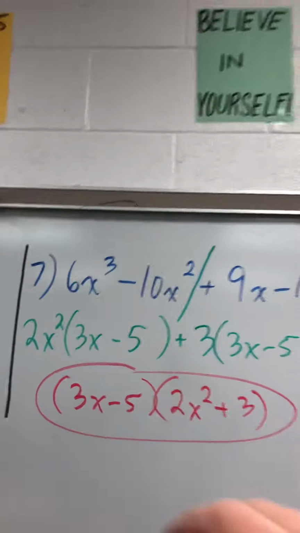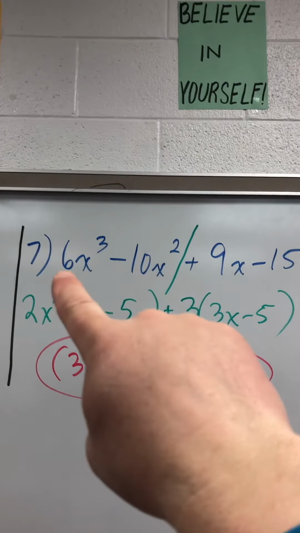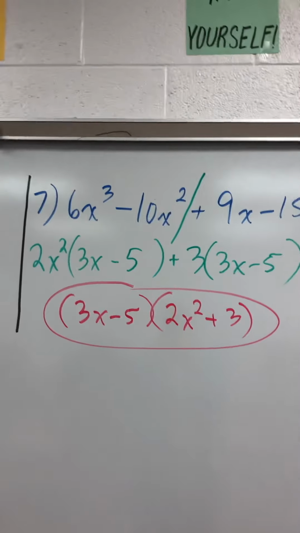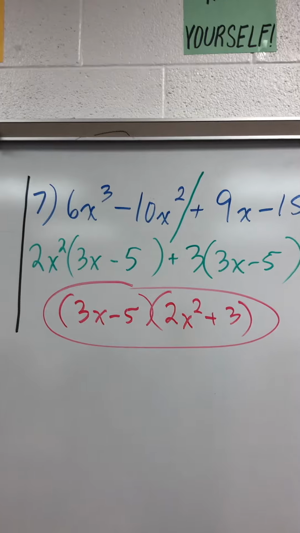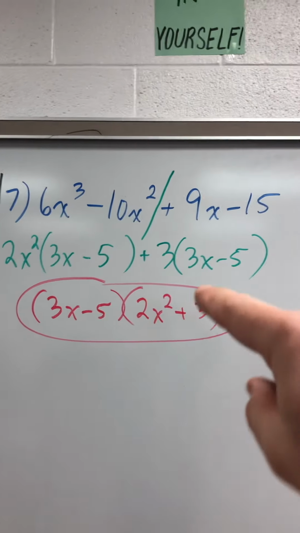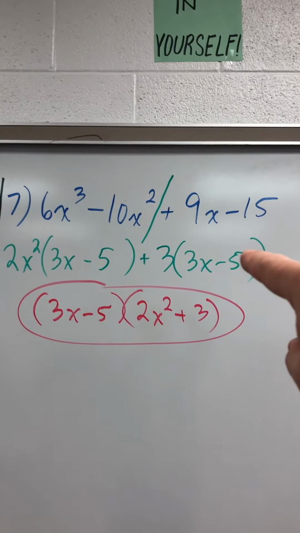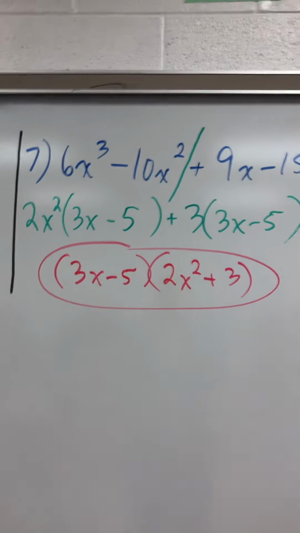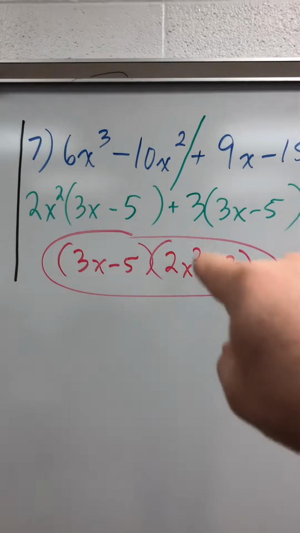Over here, 2 is common to both 6 and 10, in addition to the x^2. You're left with 3x - 5. Here, 3 is common to both terms. You're left with 3x - 5. So the 3x - 5 is common, and you're left with 2x^2 + 3.